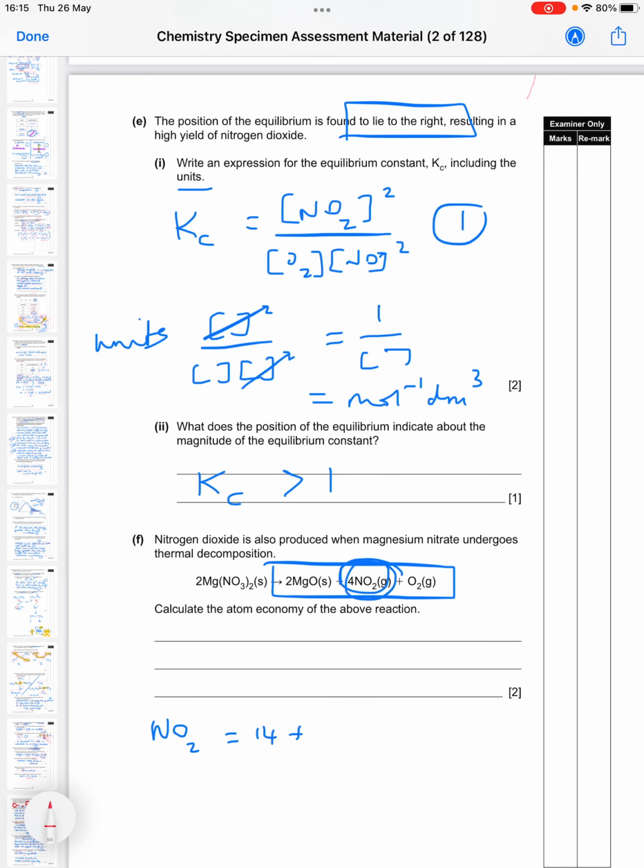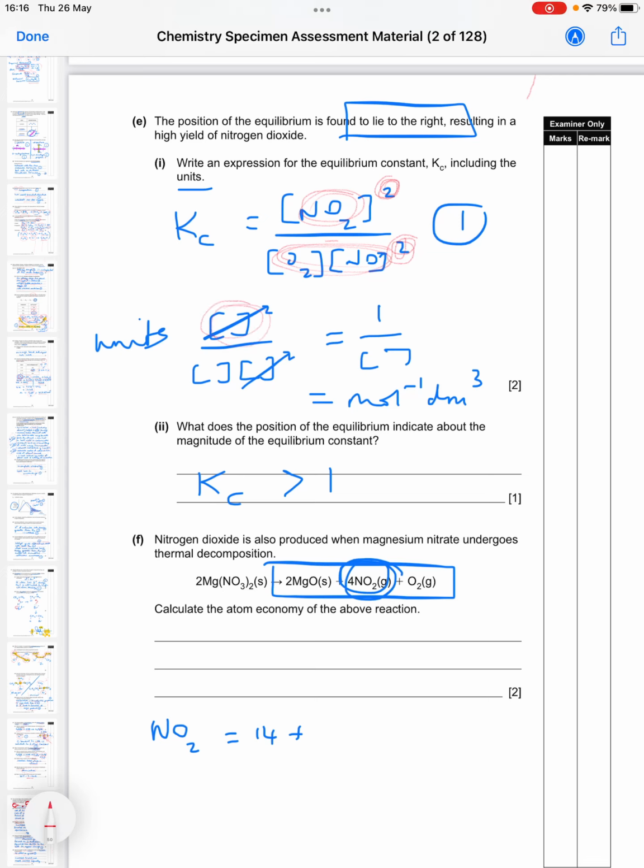And then, the position of equilibrium is found to lie to the right, resulting in a high yield of nitrogen dioxide. Write an expression for the equilibrium constant Kc, including the units. So Kc is the concentration of the products, in this case NO2, to the power of the molar amount of products in the equation, which is 2. In the equation it is 2NO2. And then the bottom line, it's the reactants. So oxygen has no power, and the NO is squared because it's 2 moles in the balanced equation.